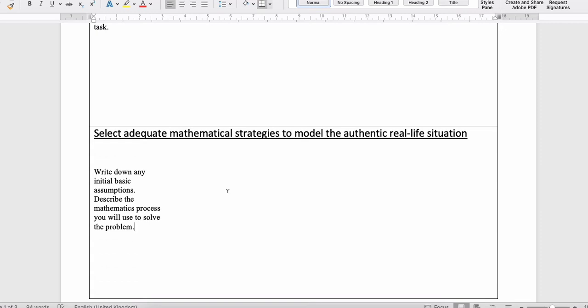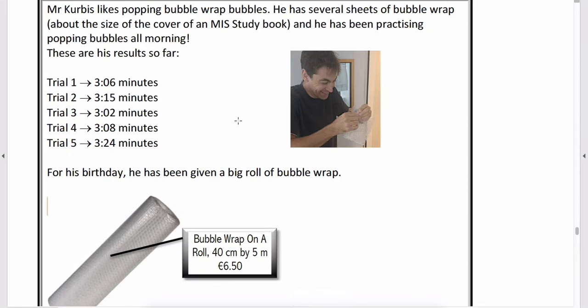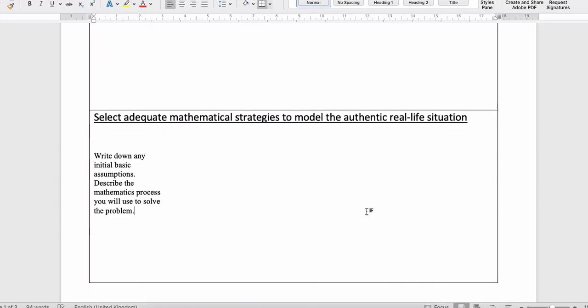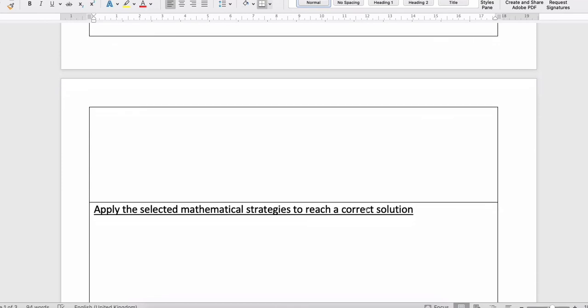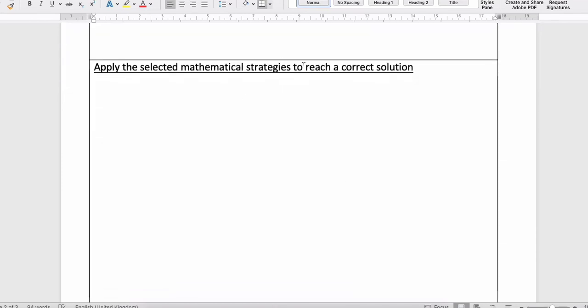Assumptions means something that you take as true, which is important for solving the problem. So for instance, in this case, we are assuming that Mr. Kurbis will be able to spend 3 minutes and a few seconds to pop all the bubbles in MIS study book size of sheet. And of course, this may not be true, but this is your assumption that he will be able to do it constantly every time.